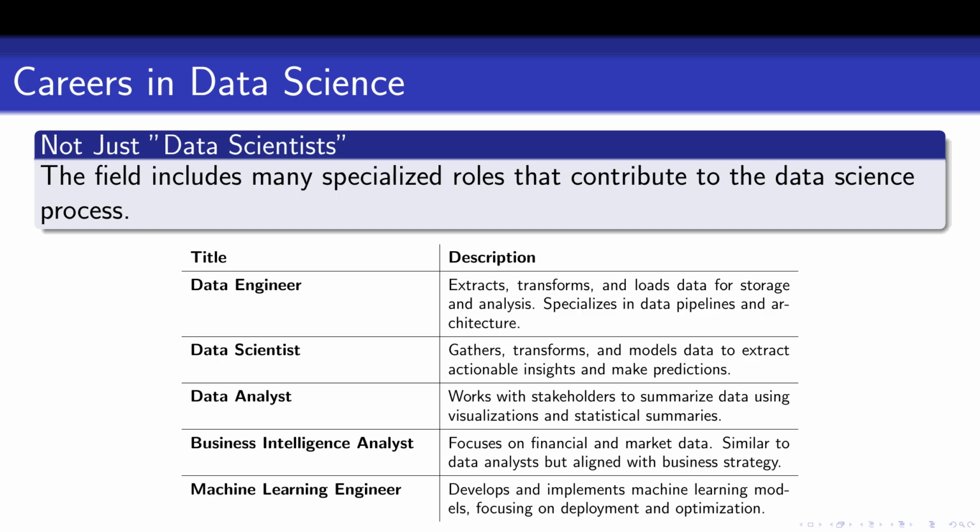When we talk about careers in data science, it's important to realize that data scientist is just one of many roles in this ecosystem. Let's start with the data engineer. They build and maintain the systems that collect and process data. Their focus is on pipelines and architecture, essentially laying the foundation for data science to happen. Next, we have data scientists themselves, who develop models and extract insights. Data analysts typically work more closely with stakeholders, summarizing results and creating visualizations to support decision-making.